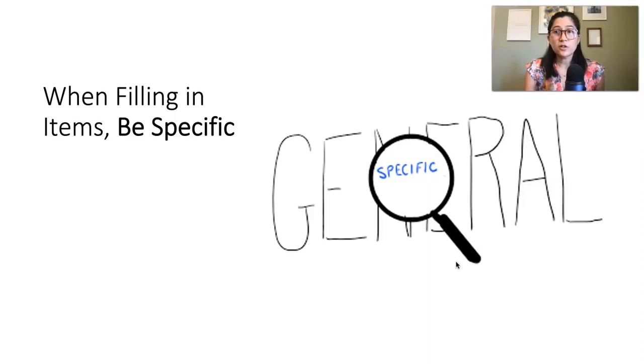A couple of reminders based on things we've talked about before. When you're filling in items in your schedule, make sure you're being very specific. So instead of saying study for Bio 1, you want to say something like do first 5 problems of problem set 1 or something like that. So you have a very specific task that you need to accomplish.